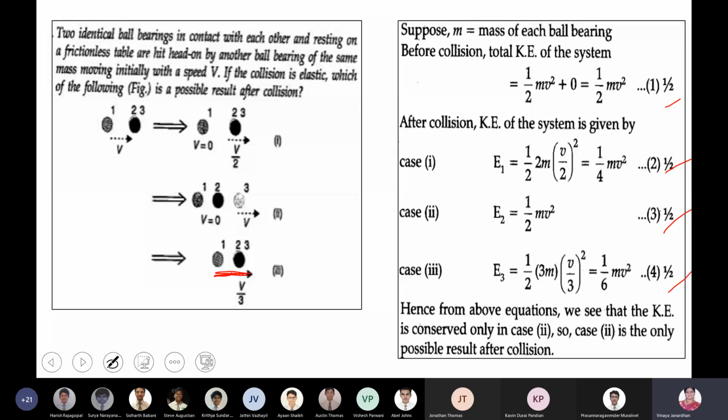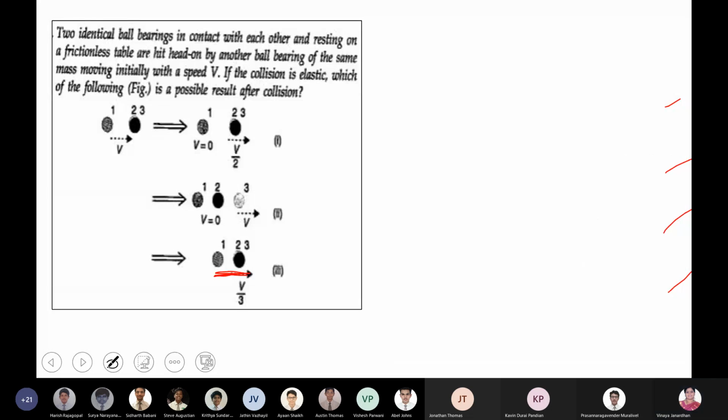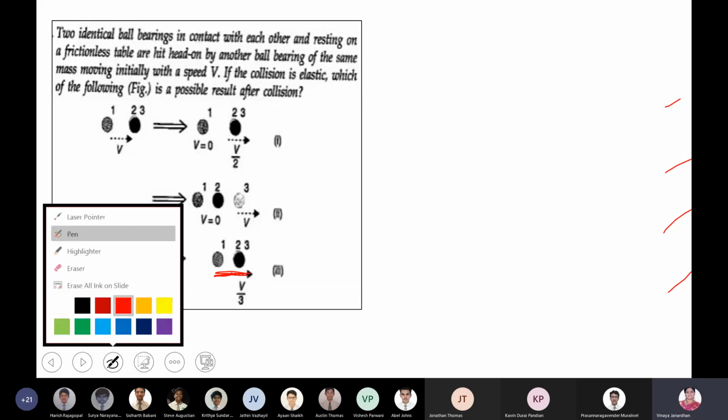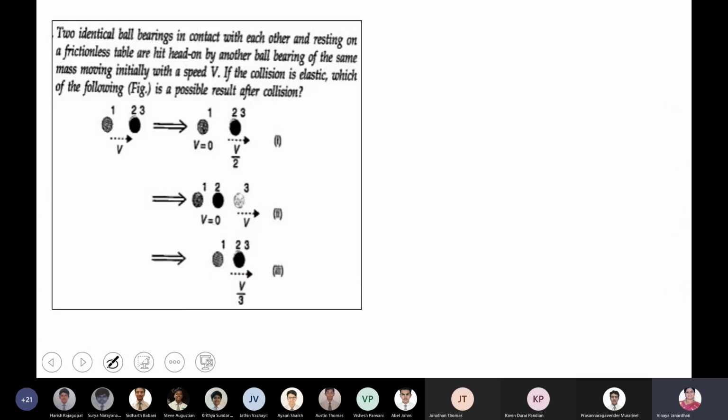If I do it like this, it doesn't look like 2 and 3, 1, 2, 3 are being combined anyway. Should I do the last part? You can do it by yourself, boys. See, the first one is also moving. Second and third are moving together. Anyway, you can combine and do.